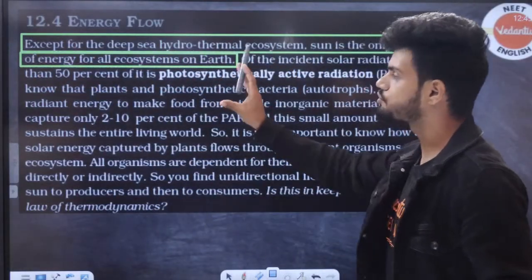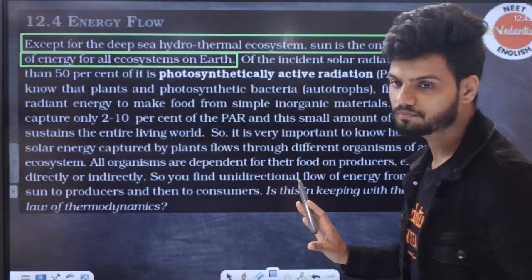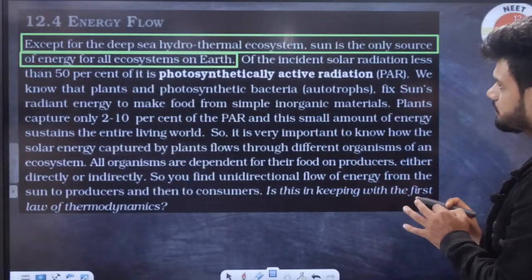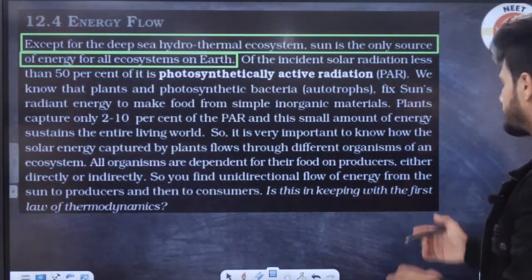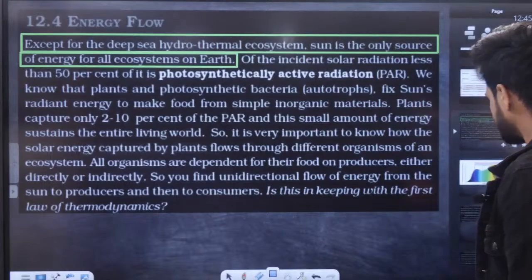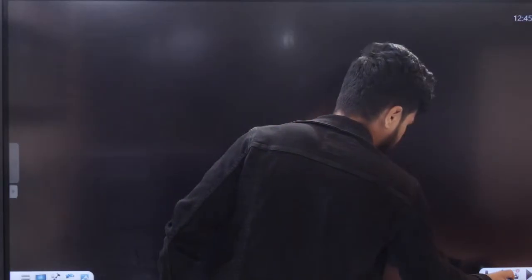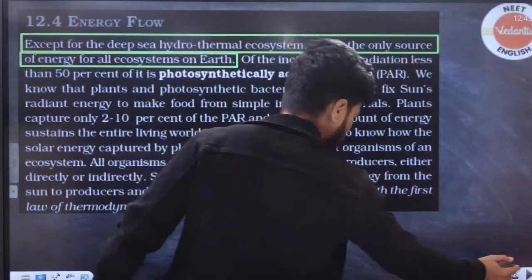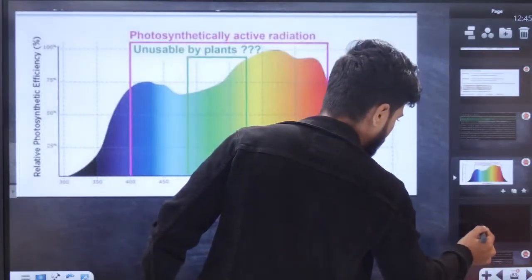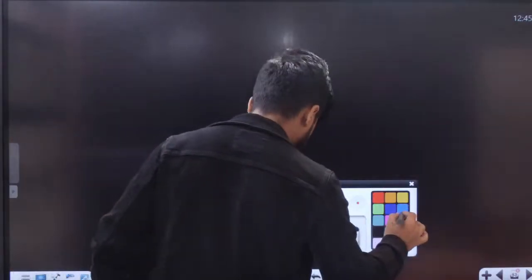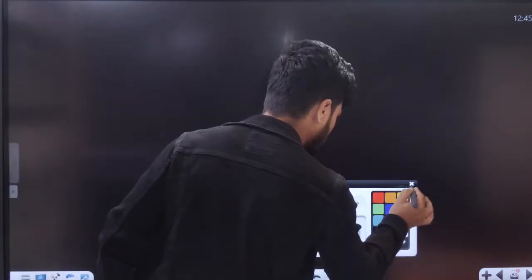See, this is the line which I was talking about. Of the incident solar radiation, less than 50% is photosynthetically active radiation. Understand this concept. Do all of you understand? Ready? One small concept I'll teach you right now.